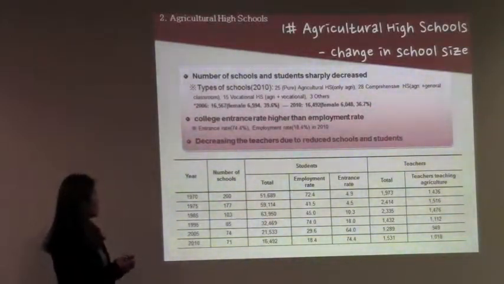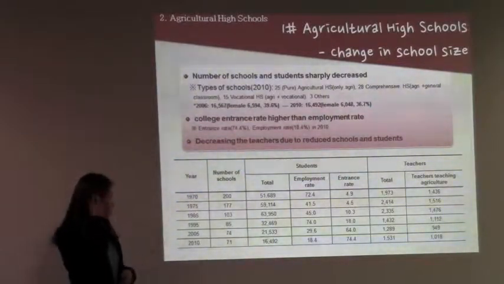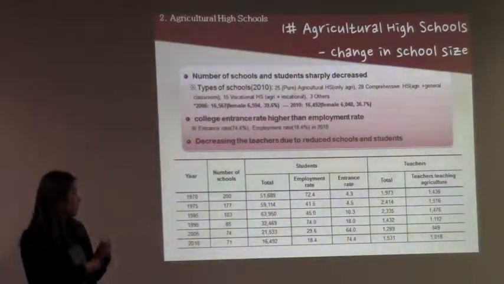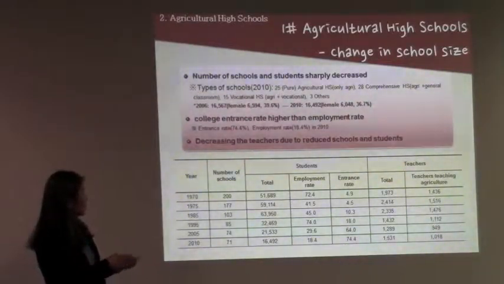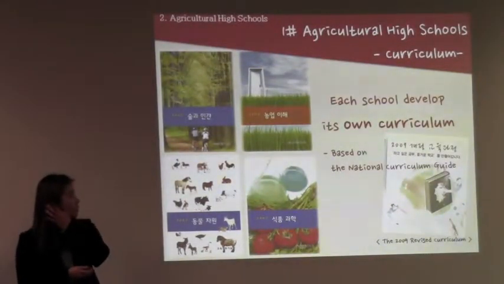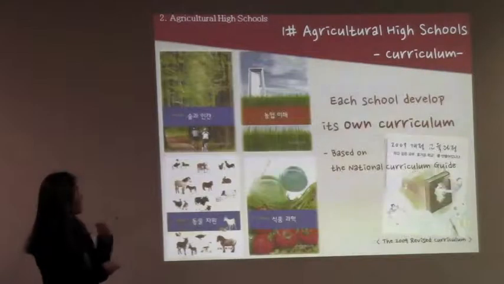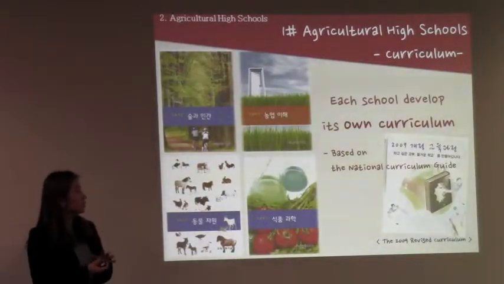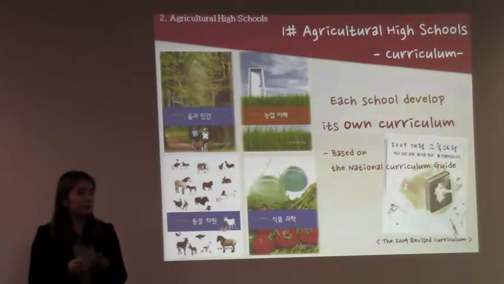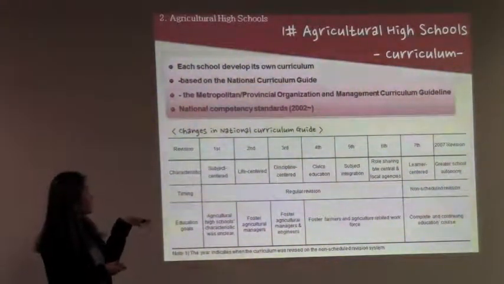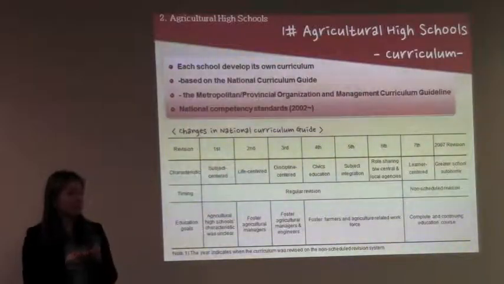The number of schools in the 1970s was about 200, but in 2010 the number of schools is only 70. The numbers of students and teachers are also decreasing. And the agricultural high school curriculum is like that. Each school develops its own curriculum based on the national curriculum guide. Like this, the national curriculum guide has changed a lot.